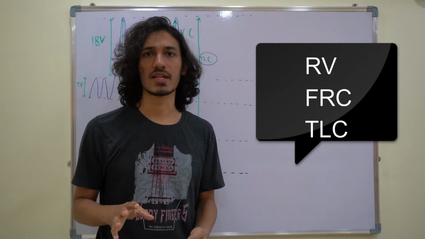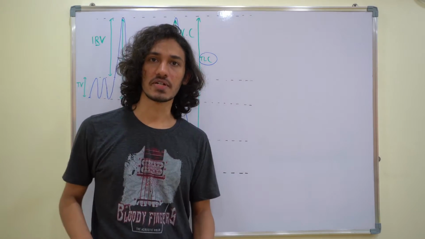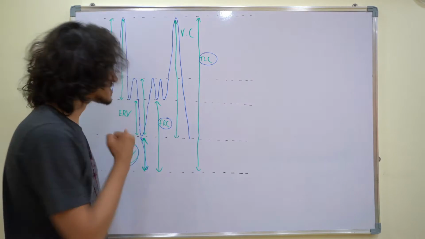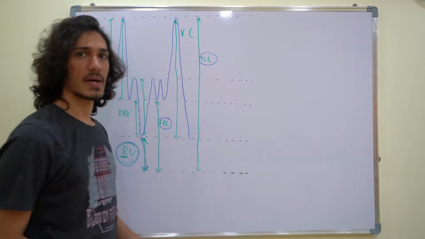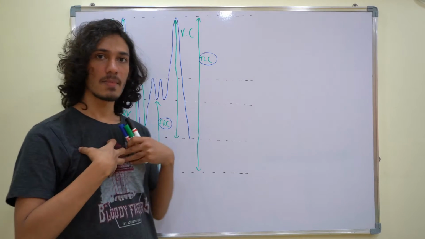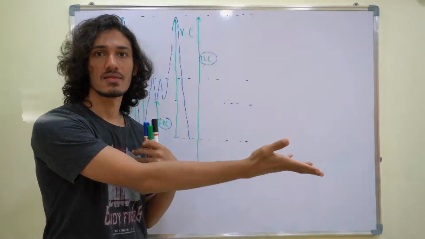So this is a question that can come: which are the volumes that cannot be measured using spirometry? The residual volume, the functional residual capacity, and the total lung capacity. Simple. These are amounts that are there inside the lung which cannot be measured outside.